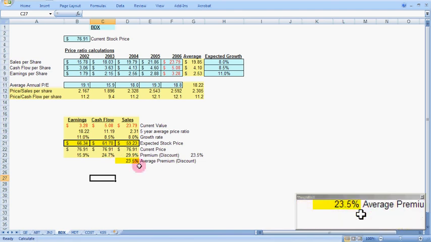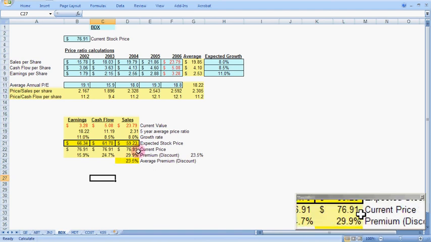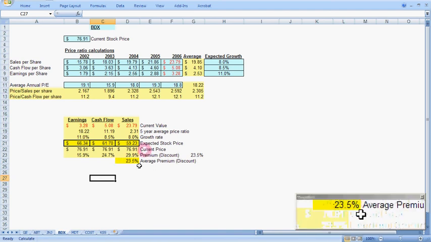So you're selling it at a premium. Your average premium is 23.5% compared to what the expected is. Anyways, that's the summary for this session.